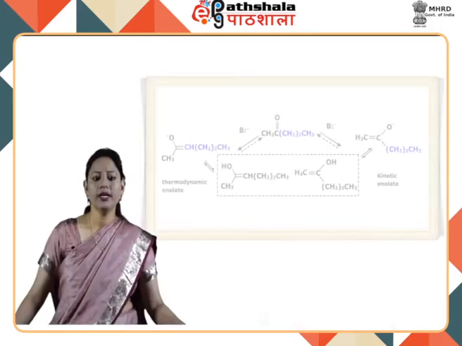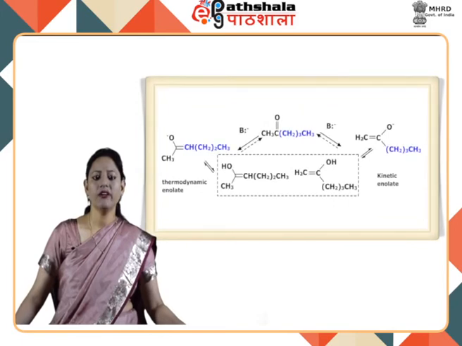For example, in the case of 2-hexanone, if a strong and sterically hindered base like lithium diisopropylamide, LDA, and an aprotic solvent are used, the kinetic enolate is the major product. However, with a protic solvent or weak base, the thermodynamic enolate is predominant, as seen. The formation of different types of enolates can be explained as follows in this case.